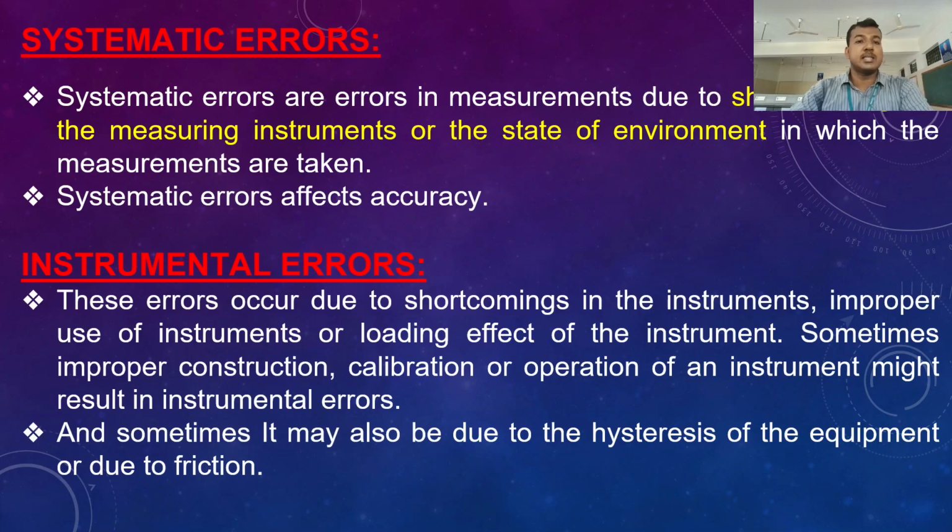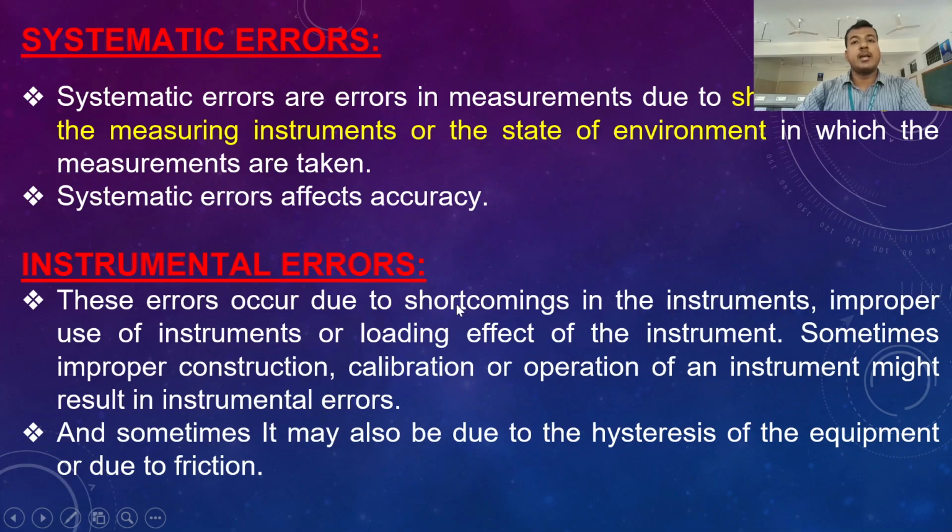The second one is systematic error. Systematic errors are errors in measurement due to shortcomings of the measuring instruments or the state of the environment in which the measurements are taken. For example, the measurements can be taken in an outdoor environment or an indoor environment. These result in systematic error. The first type is the instrumental error.